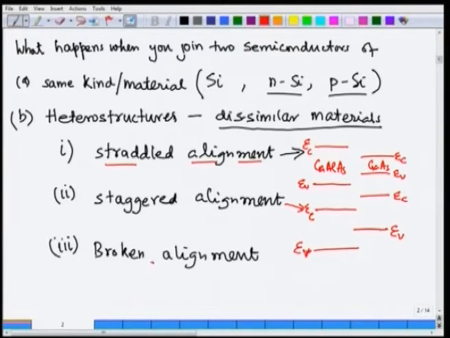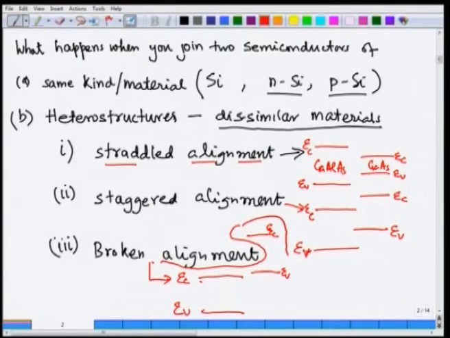Third case is this one, where it is broken alignment, meaning that if one EC and EV are like this, then the other one is completely off, something like this, EV and EC like this. So let us make a line like this. So for this case, here EC and EV are off completely from EC and EV of the other material. So these are the three different cases in heterostructures.